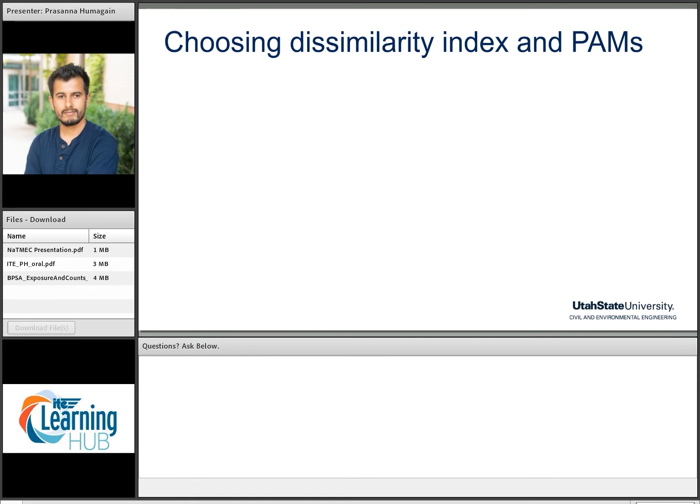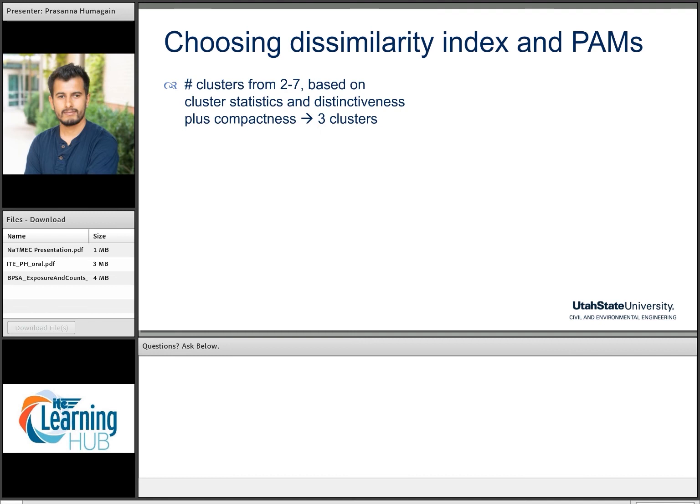So this slide is about how we determined the dissimilarity index, which pedestrian activity metrics to use, and how we determined the number of clusters. First, we should know that the clustering method is an iterative process. So to determine the number of clusters, we varied the number of clusters from 2 to 7 using various dissimilarity measures, but 3 clusters were deemed best based on their distinctness and compactness, both using the validation statistics and using the visualization.